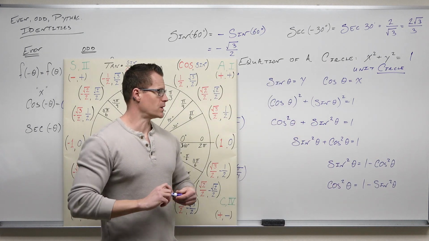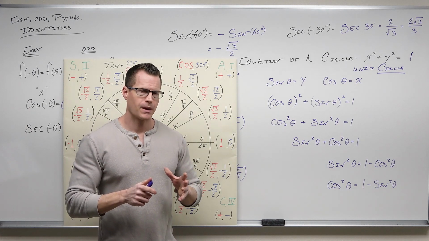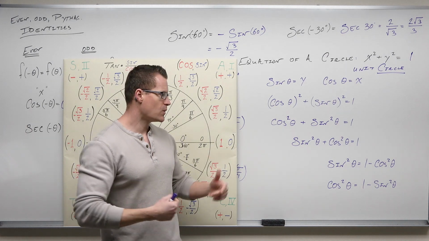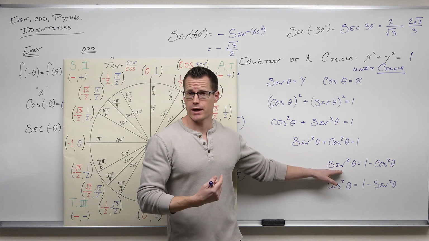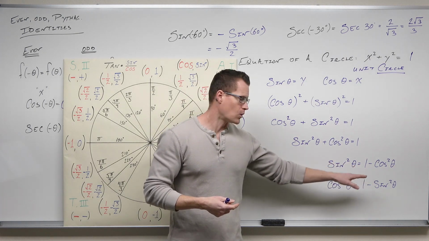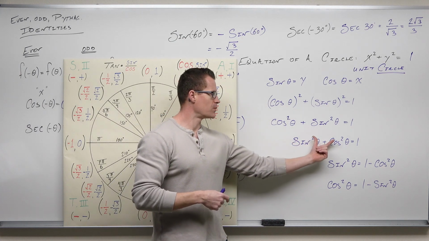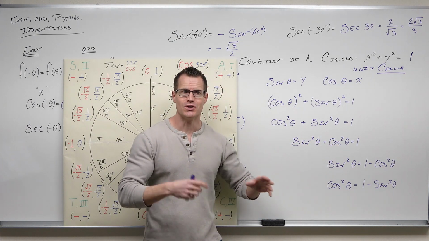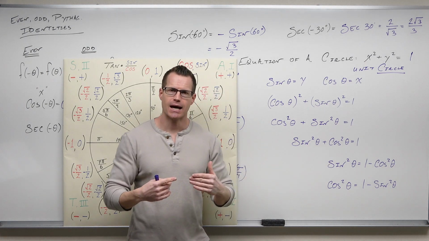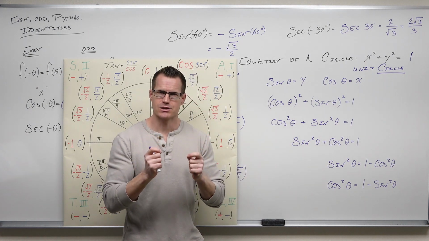Now what does that mean to us? Well, later on, we're going to start using that. So if you ever needed to change sine squared into a cosine, you can do it. Or cosine squared into sine, you can do it. Or if you ever have sine squared plus cosine squared of the same angle, you can change that to 1. That's fantastic. That's what makes identities so valuable.